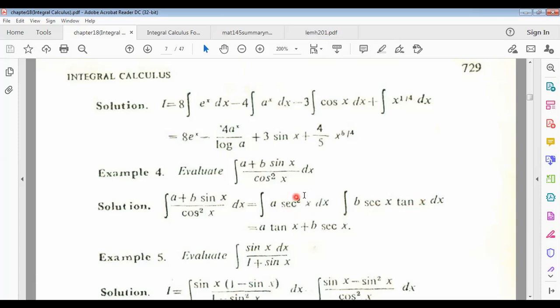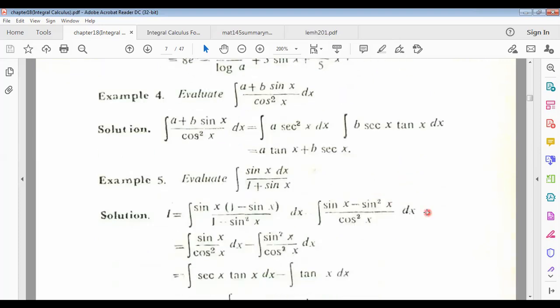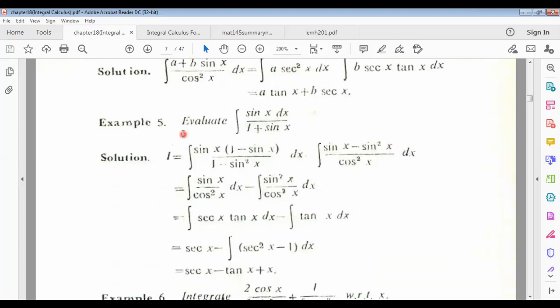So integration of sec square x formula what? Tan x. And integration of sec x tan x what? Only sec x. This is the result. Very easy for you. Now integration of sin x divided by 1 plus sin x, what will be? Multiplying both numerator and denominator by 1 minus sin x, to make the formula a plus b into a minus b. So 1 square minus sin square x.